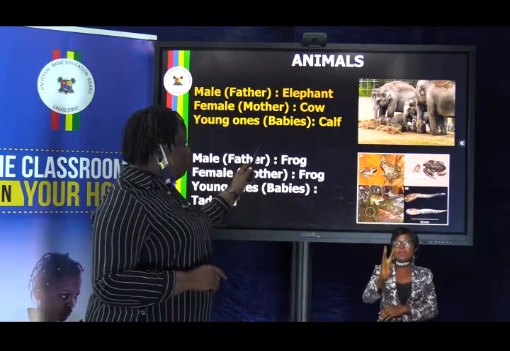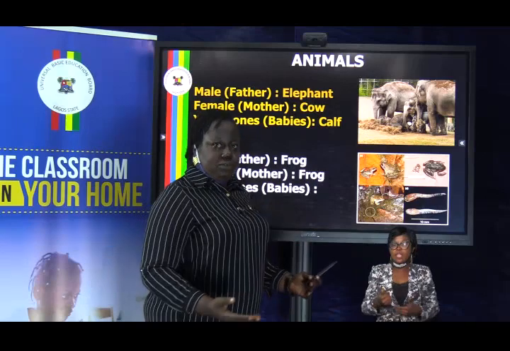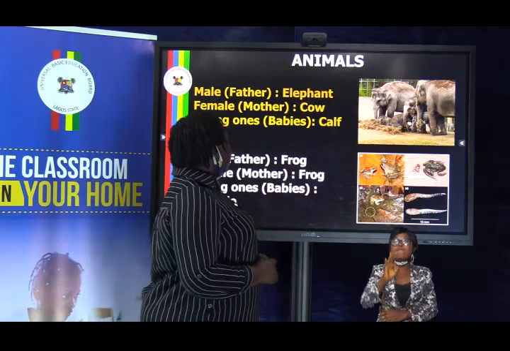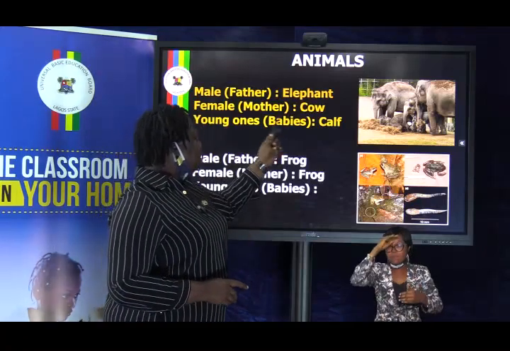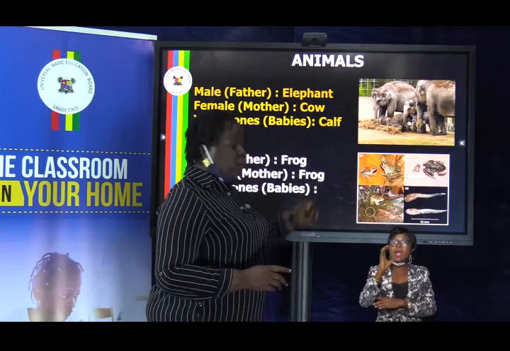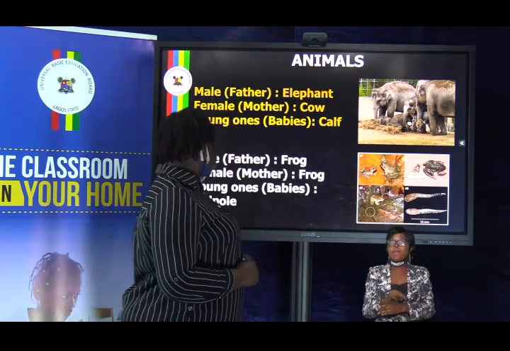And the young one is also called a calf. Just like the one for the bull, for the cow, yes. So we have the male elephant, the female cow, and the young one, the baby, as the calf, C-A-L-F.